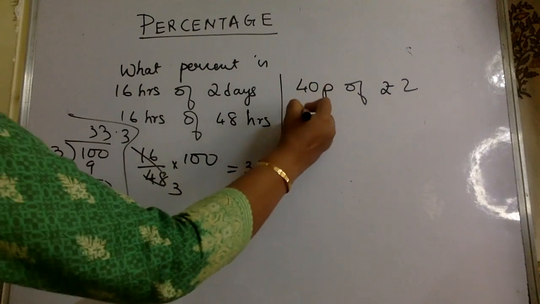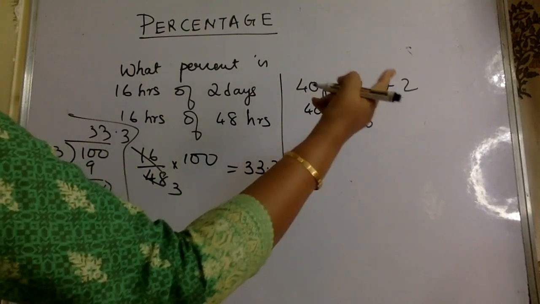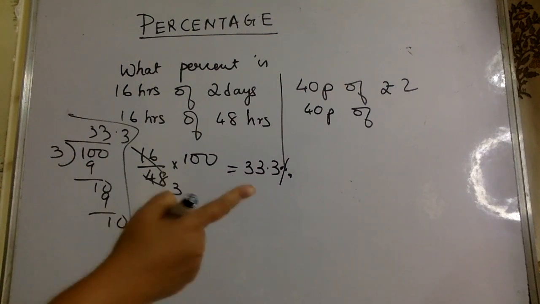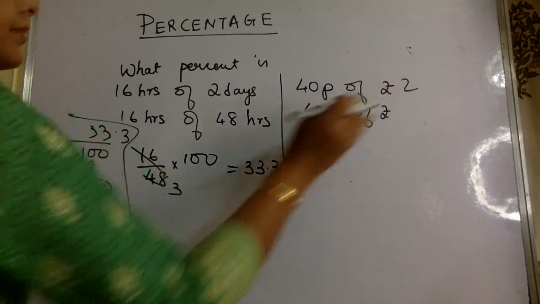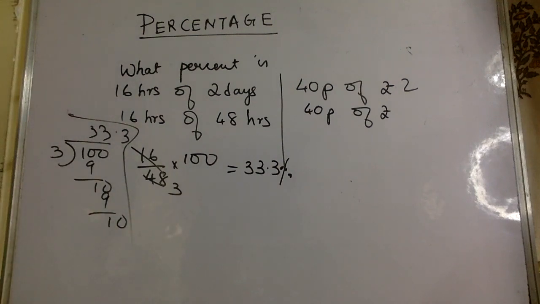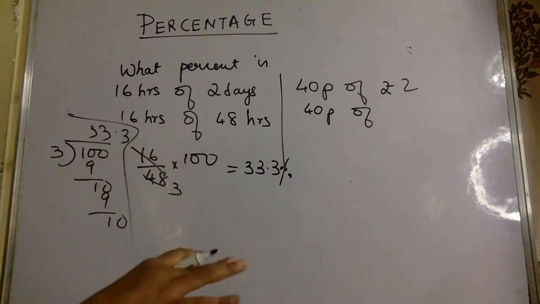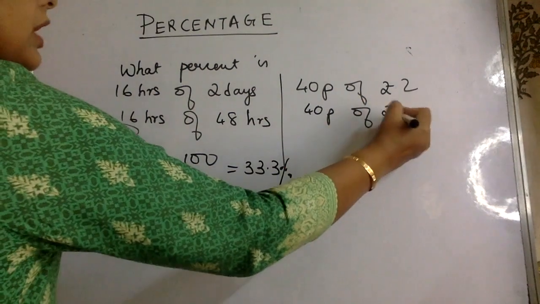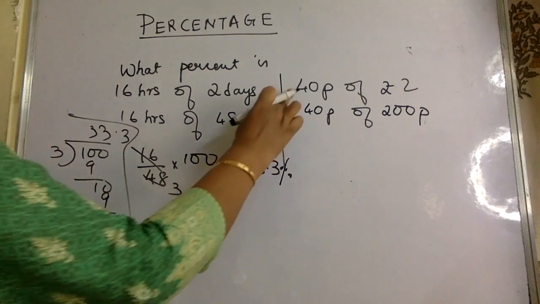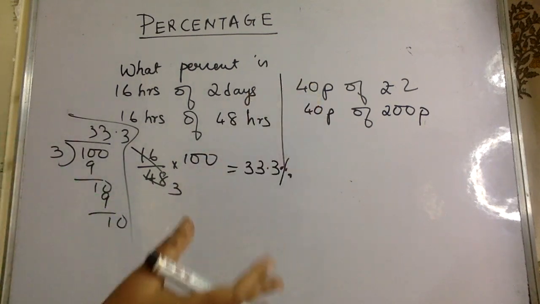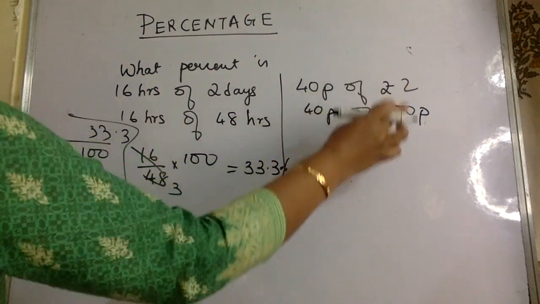Now 40 paise of rupees 2. 1 rupee is 100 paise. 40 paise is of rupees 2, sorry. As I said, we should convert into the smaller unit for our convenience. You can also do the other way around, there's nothing wrong, but if you try to get this in rupees, you will get a decimal. Again, the problem of decimal will arise. So always bigger to smaller unit.